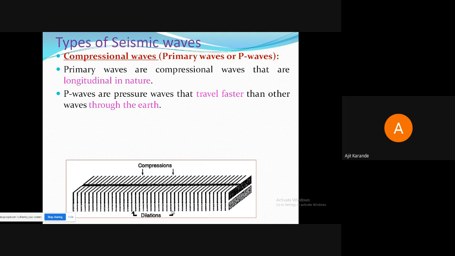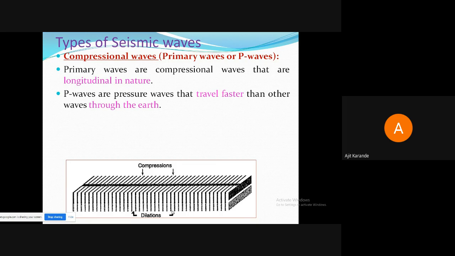Successive compression and dilation take place in this type of wave, and that's why it is called a compressional wave or longitudinal wave, because these waves move in the longitudinal direction, and compression and dilation frequently take place during the movement of the earth surface. That's why it is called the compressional, longitudinal or P wave.